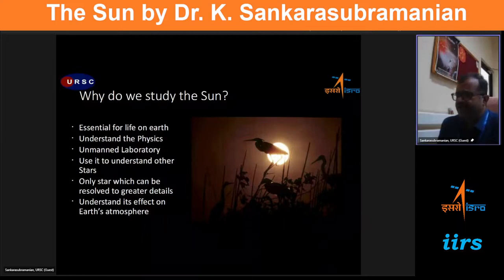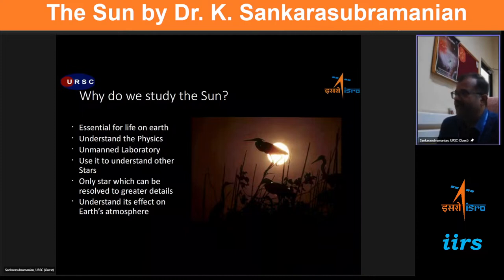And of course, the sun is closer to us, so it gives us much more information. Any close object is easier to study compared to farther objects. So we use it to understand other stars, how the other stars behave. Of course, the behavior of sun-like stars can be understood from our own sun.